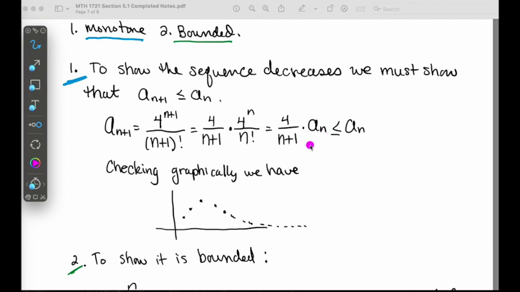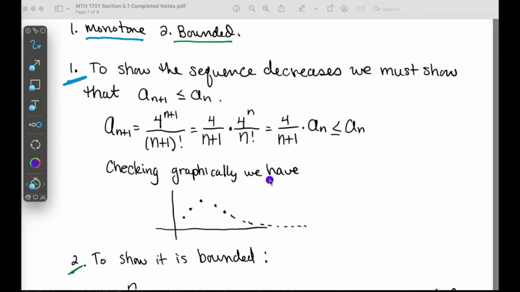Now, when n is greater than 3, let's say 4, if I put a 4 in here, I have 4 over 5. If I put a 5 in here, that's 4 over 6. So for anything 4 and up, if I plug that in here, this is going to be less than 1. And if I take some fraction less than 1 and multiply it by a_n, that is certainly going to be less than a_n. So I just proved that when n is greater than 3, a_(n+1) is less than or equal to a_n, which shows that it's decreasing, which means it's monotone. So we proved the monotone part.